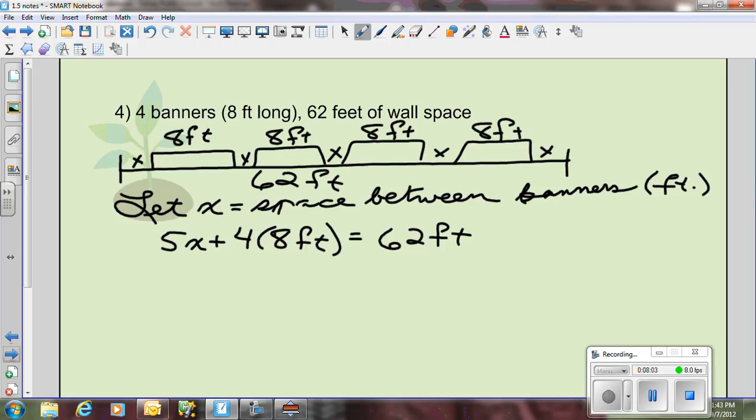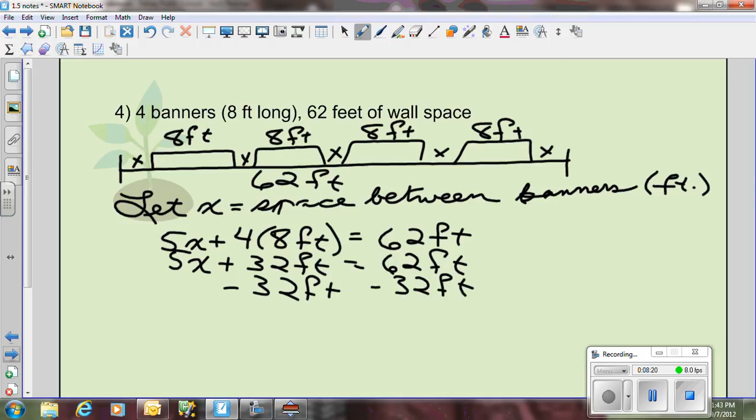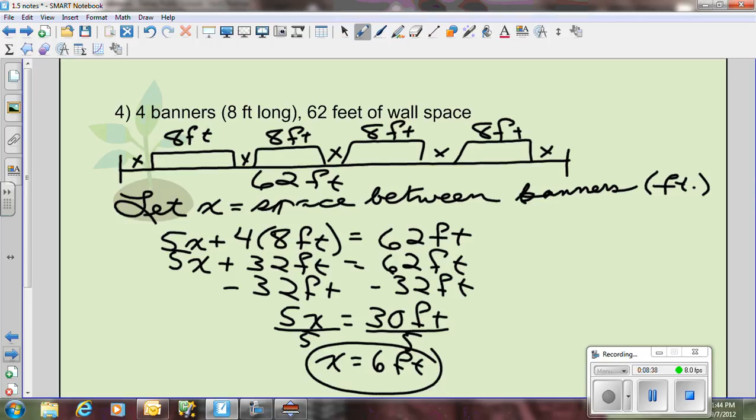Now we're going to solve it. 5x plus 32 feet. So we're going to subtract 32 feet from both sides. And we get 5x equals 30 feet. Divide by 5. And x equals 6 feet. Done. Okay, questions on that one?